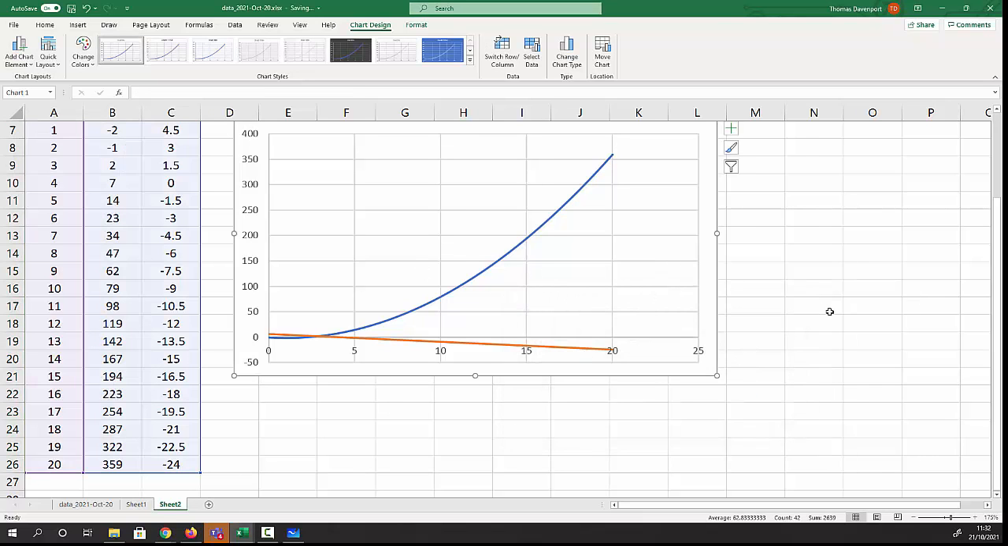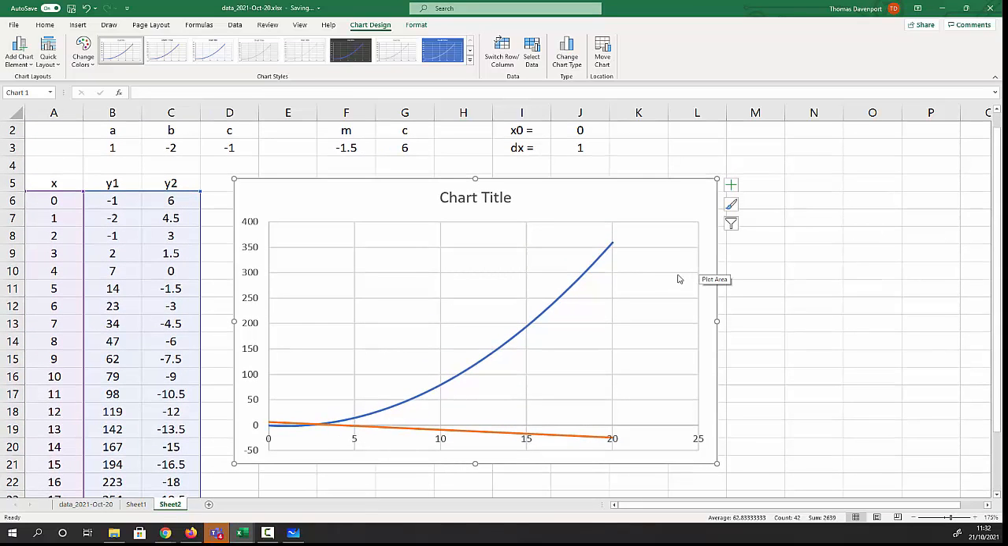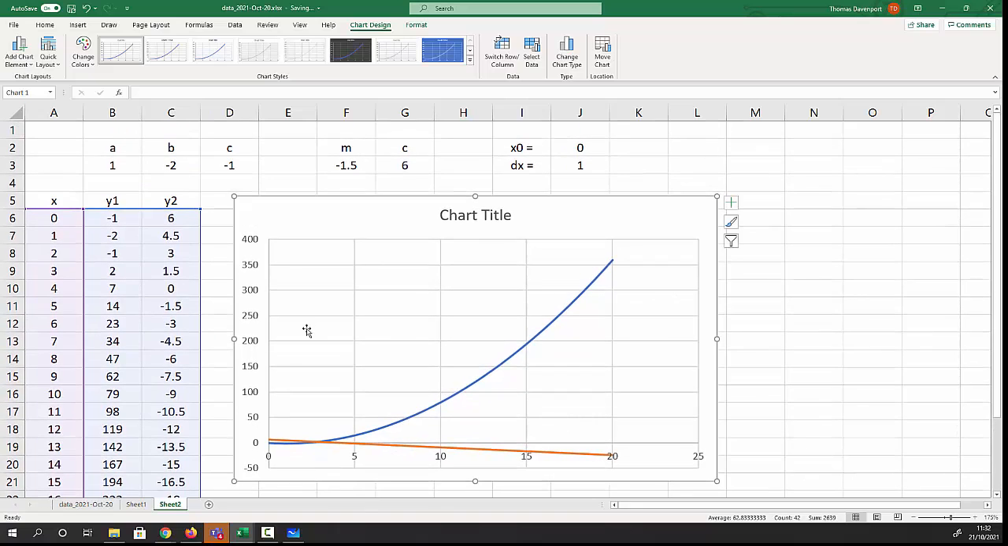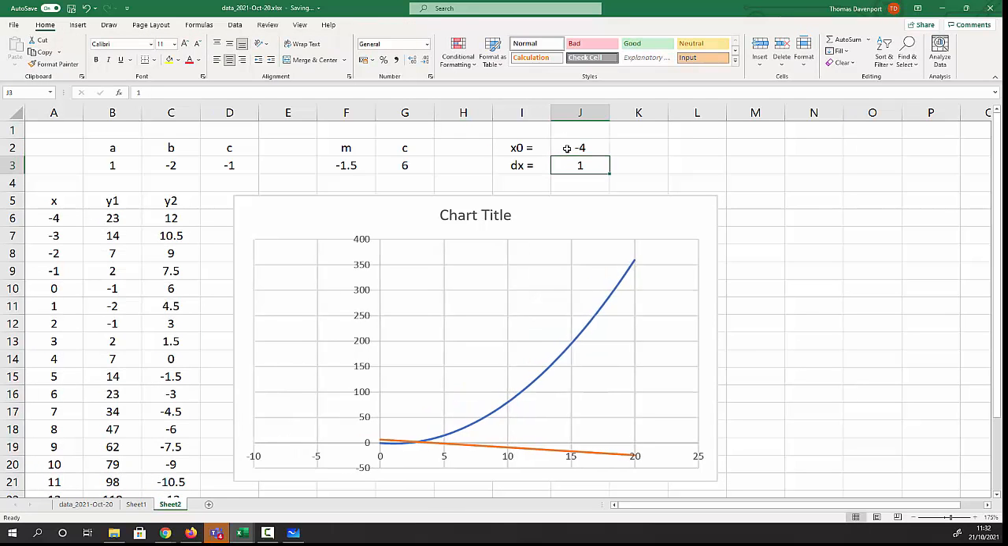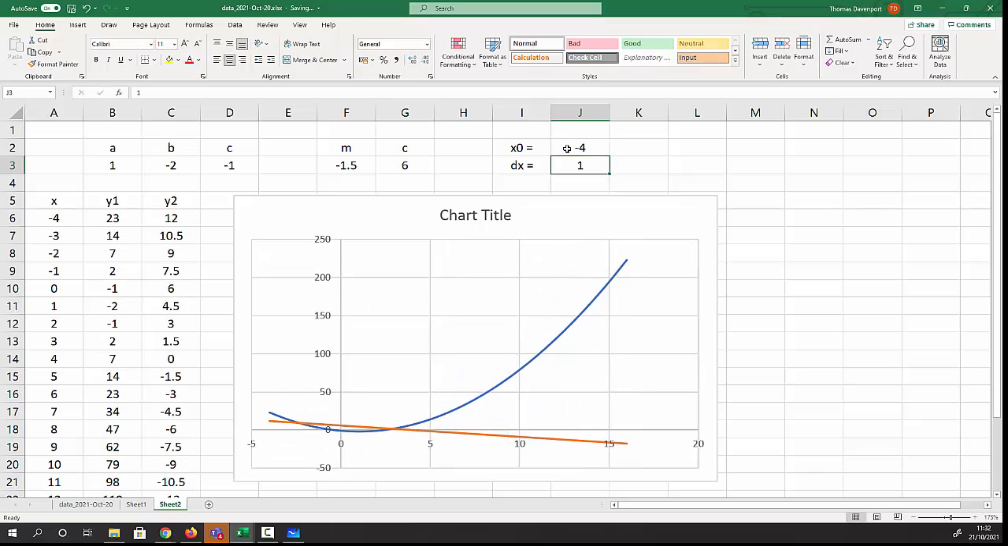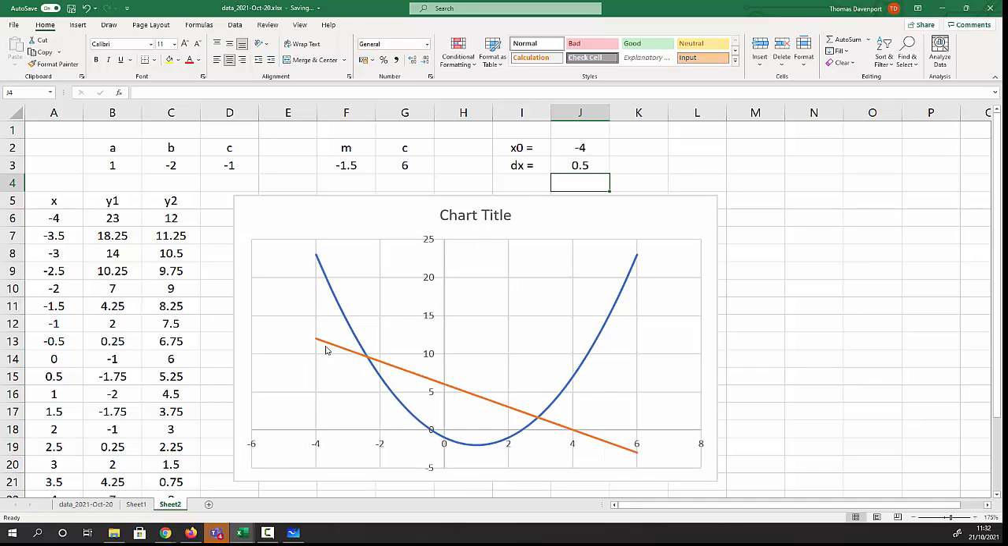Right, so now I've got my graph, but what I'm actually interested in are the points of intersection. I can see there's one point of intersection here, but the other one is to the left here. So instead of starting at 0, why don't I start at something like -4? There we are, and I could actually go a bit further than that. No, I think I'll leave it at -4, but instead of having a step size of 1, I'm going to use a step size of 0.5. Okay, and that's looking better.